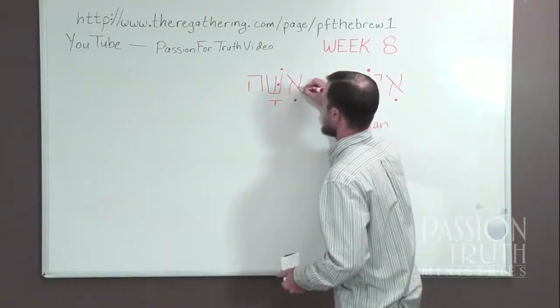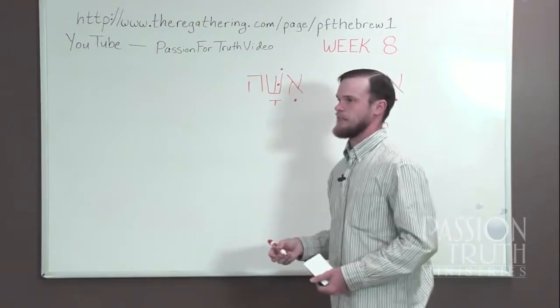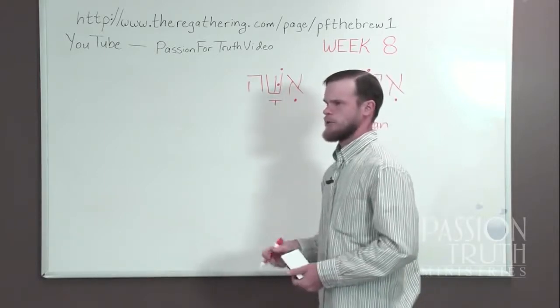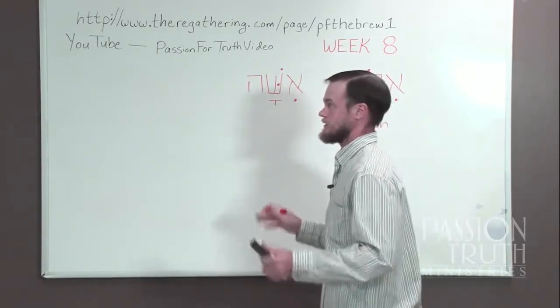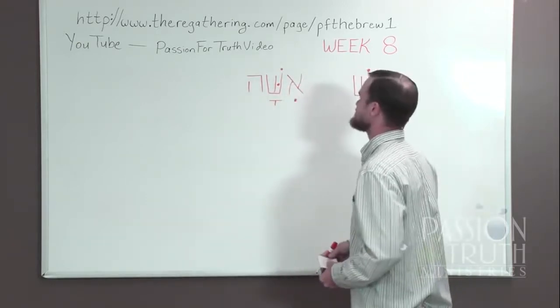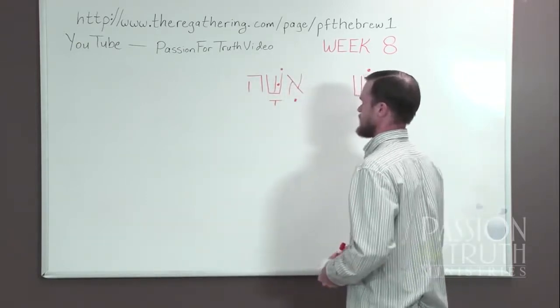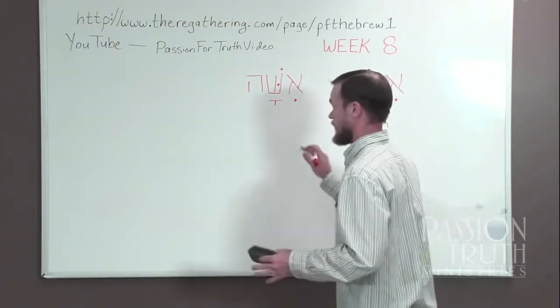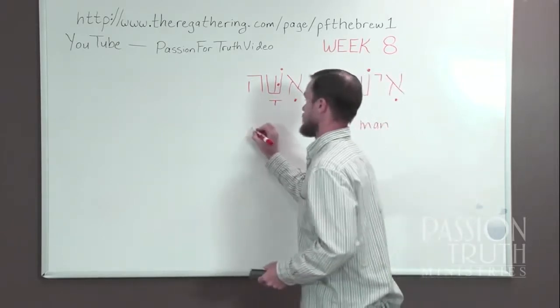People have caught me on that before because I tend to slip and say isha, and they say, wait, doesn't the chirik only make a short I if it doesn't have a yod after it? Yes, that's right, so I want to make sure I point that out. But if you say isha or someone else says isha, they're still talking about the same word, which is woman.